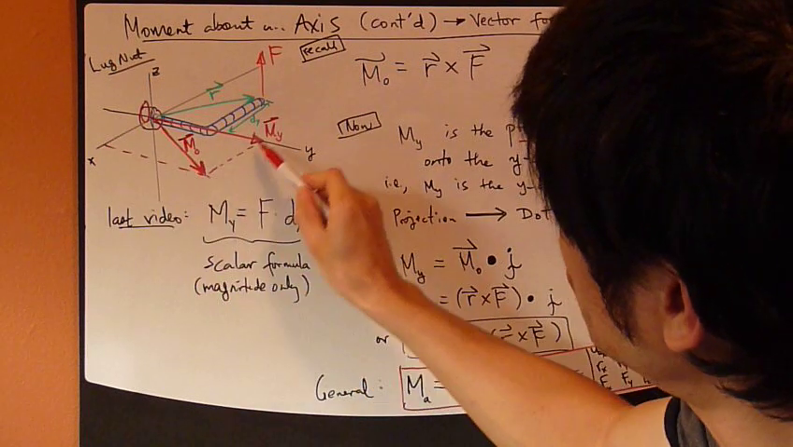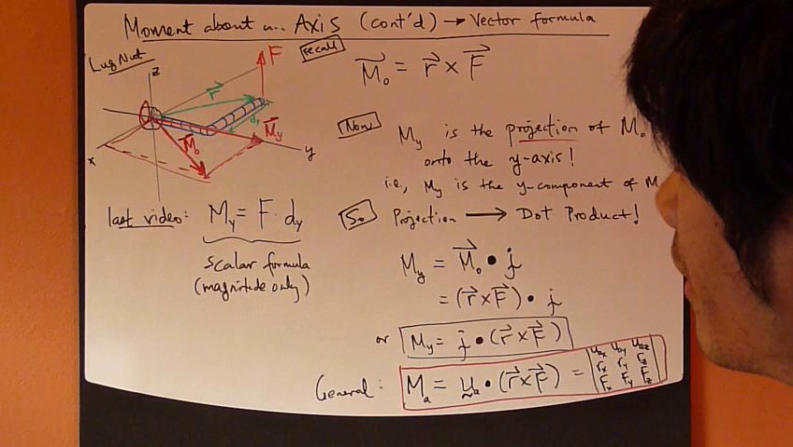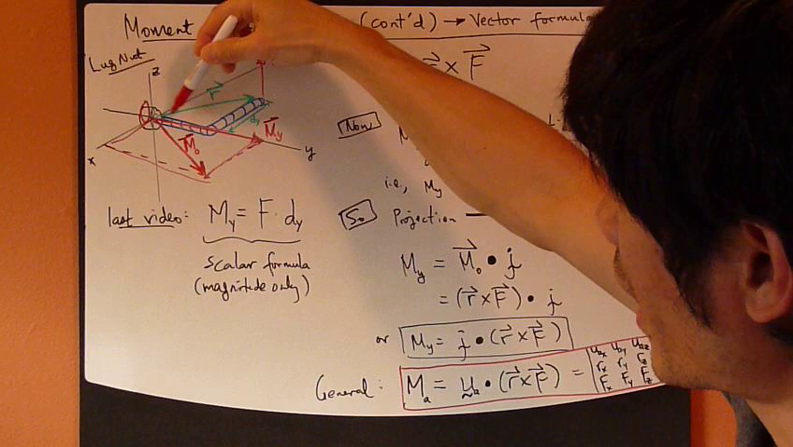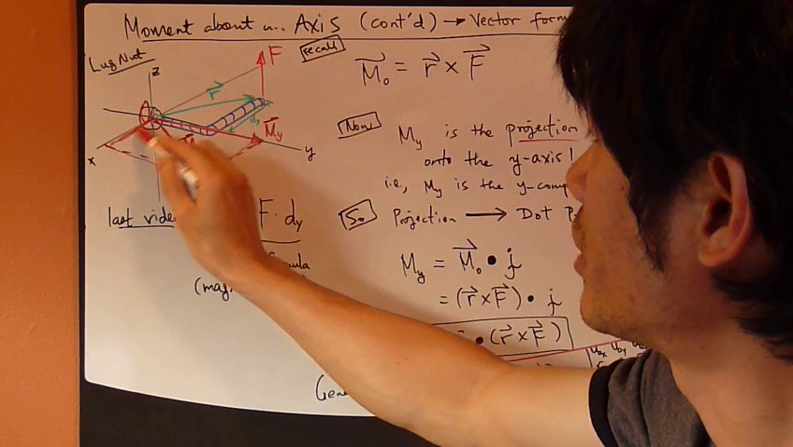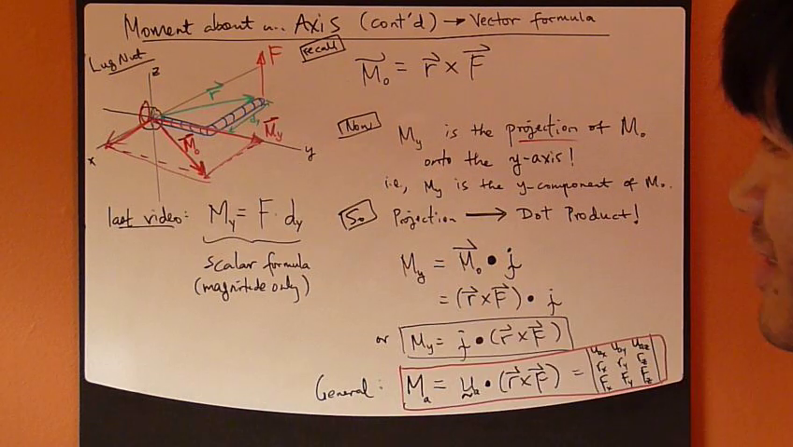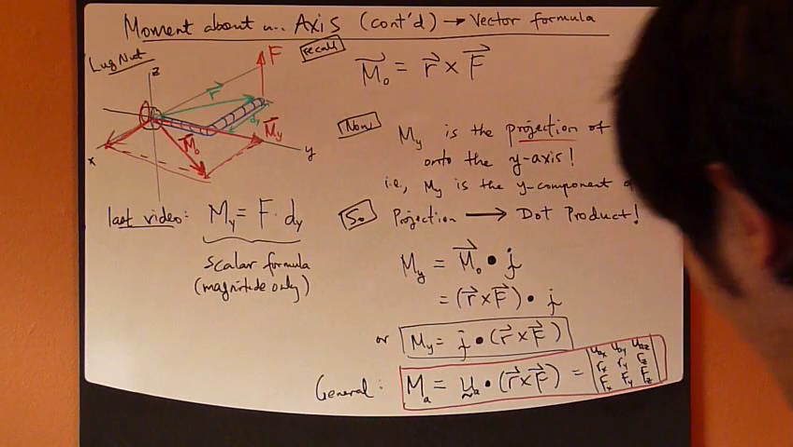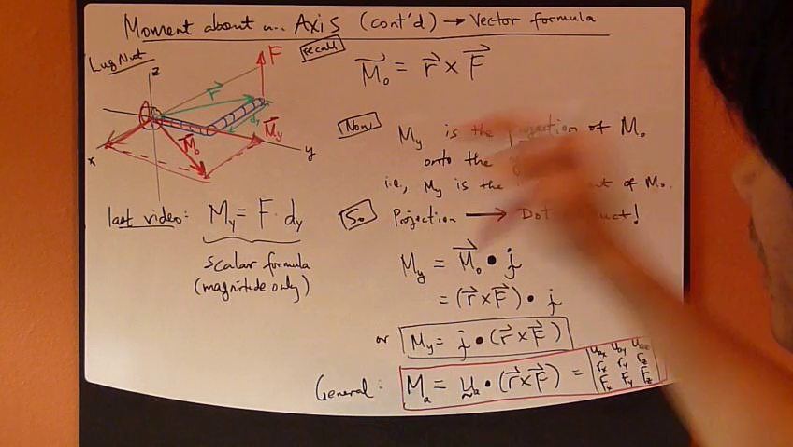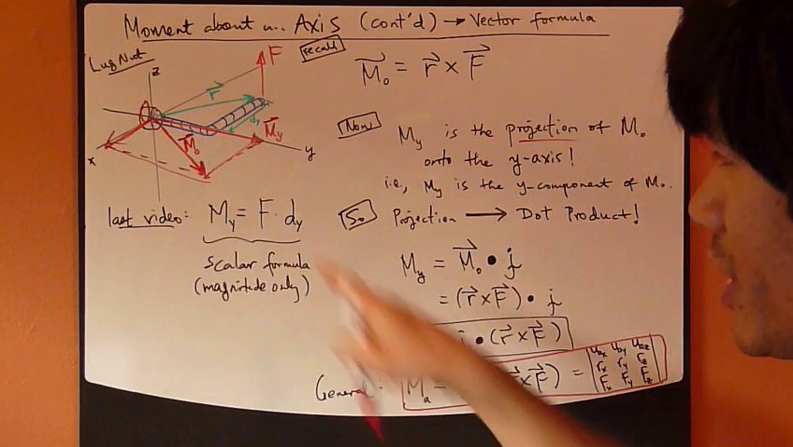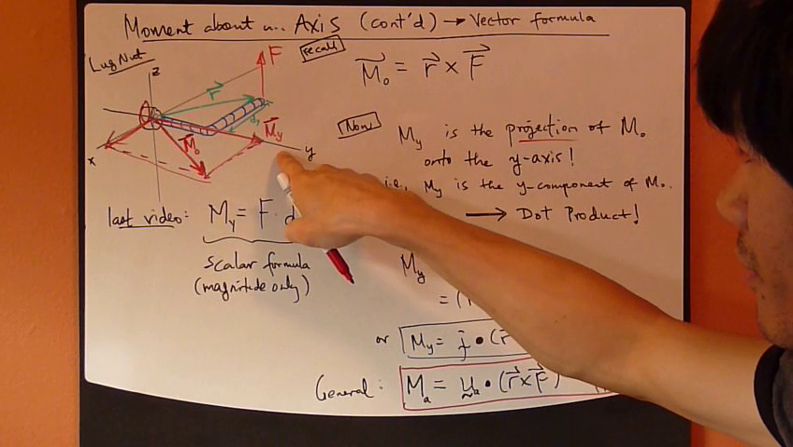If you look at this plane, the xy plane, M naught is like the hypotenuse and My is the y component. You can subsequently also do Mx, the x component, but Mx is not meaningful, because the lug nut cannot travel in the x direction. So My is the y component, or the projection, of M naught onto the y axis.